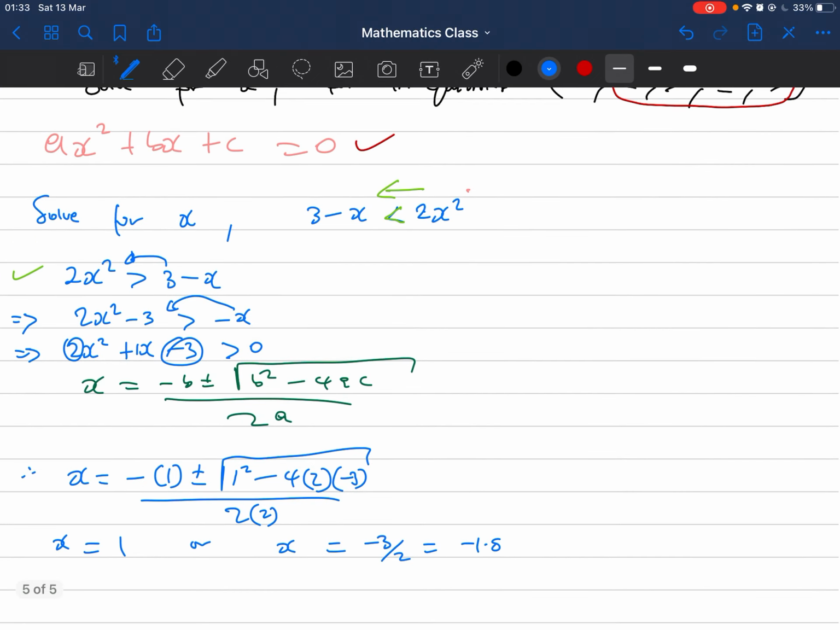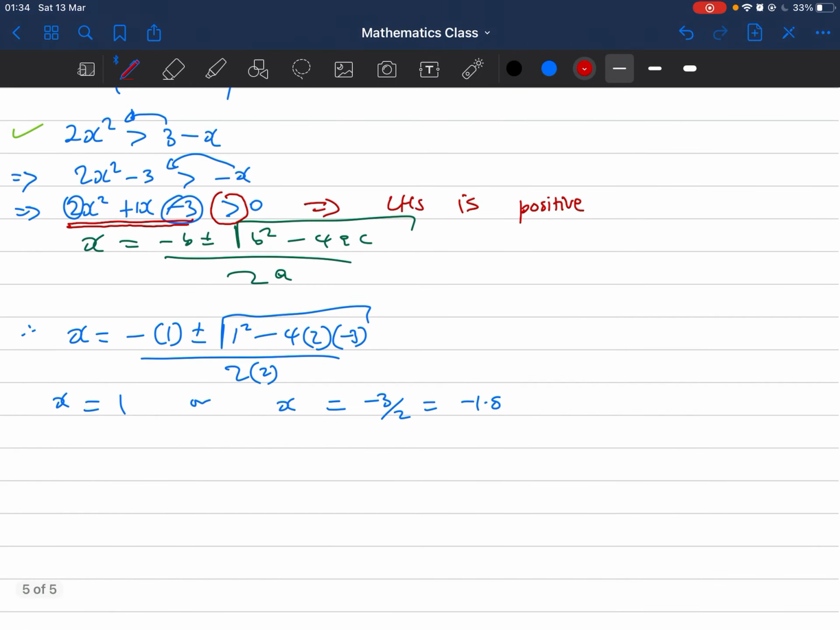But the problem here is we have this greater than 0. So how do we deal with that? Basically this means that the whole left hand side is positive. So we are looking for x that will make this whole left hand side positive. The whole left hand side is greater than 0, so that means it's positive.